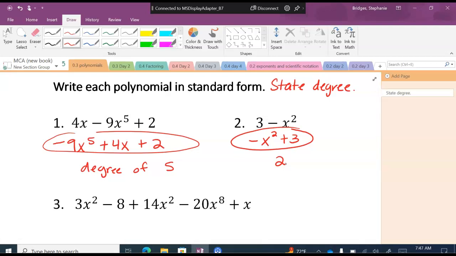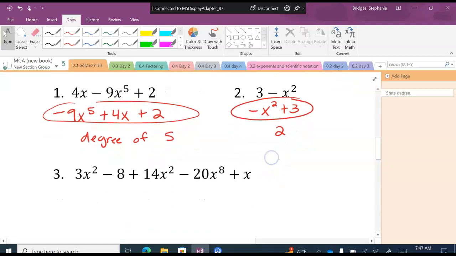What's the highest degree in number 3? 8. Do I have multiple x to the 8s that I need to combine together? No. And what kind of 20x to the 8th is it? Negative. Okay.